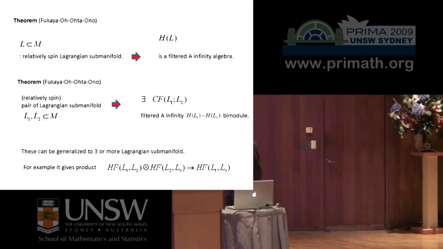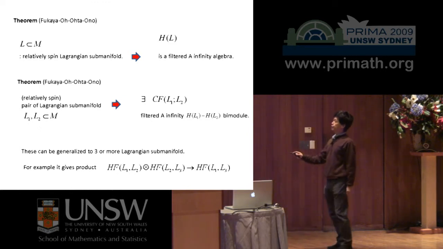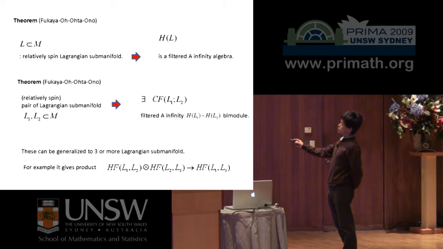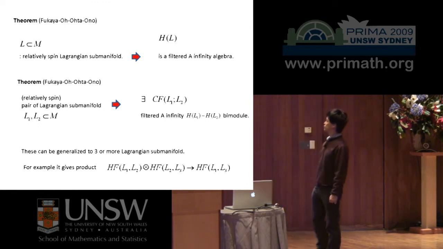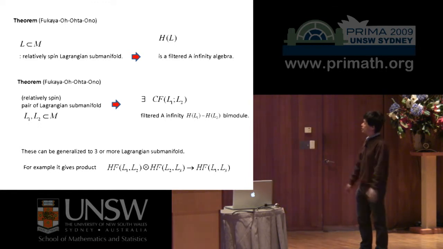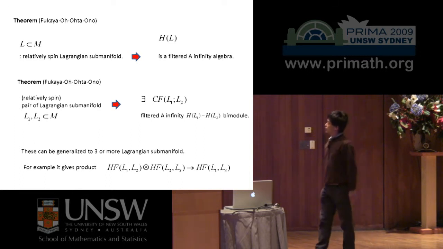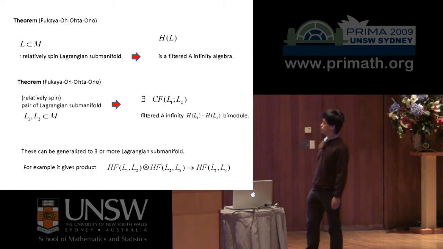And then the statement can be summarized into the following two forms. If L is a Lagrangian submanifold which is relatively spin, then its ordinary homology group has a structure of a filtered infinity algebra. I don't want to explain what filtered means, but it's similar. You have some filtered infinity algebra structure on your homology group, and this structure is well defined up to isomorphism.